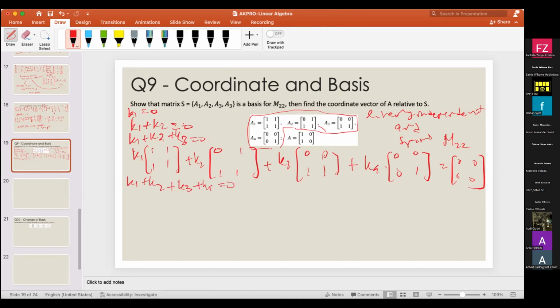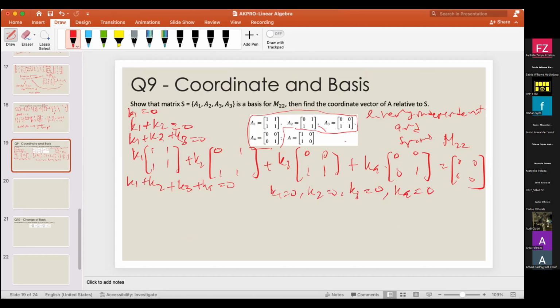However, we've proven that K1 is 0. Therefore, if we plug it in, K2 by the second equation is 0. By the third equation, K3 is 0. And K4 is 0. So we've proven that this is linearly independent.